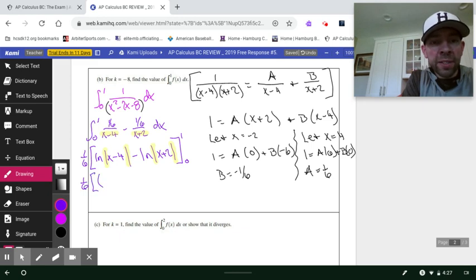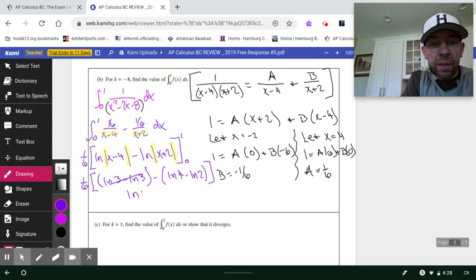Substituting a 1 is going to make the natural log of 3 minus the natural log of 3, so those cancel out. Now substituting a 0 is going to make the natural log of 4 minus the natural log of 2. In a nutshell, if I distribute that negative and multiply that by 1/6, I can stop right here. I'm okay right there.